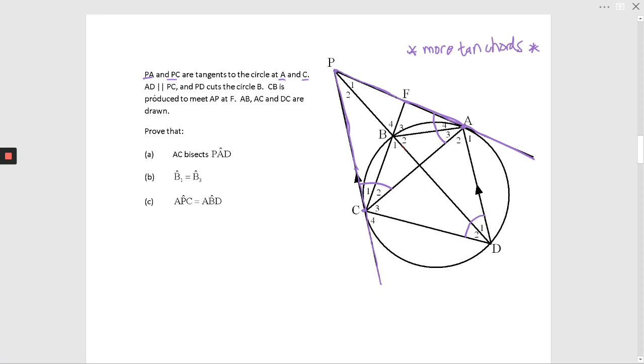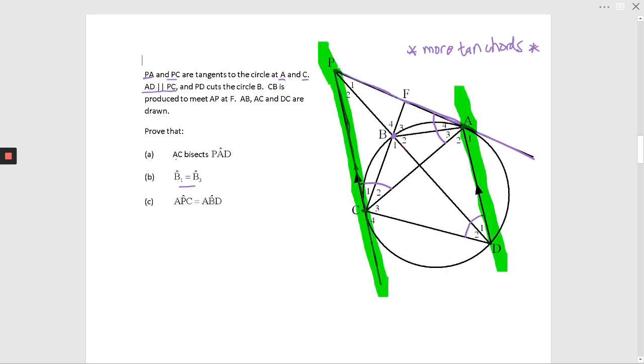The next thing I'm told is that AD is parallel to PC and PD cuts the circle at B. That's to alert me to something, and if you look a bit further down, it's this one here: B1 equals B3. I've got to do something with that and be aware of what's happening, and that's not a theorem. I'm going to have to use several different things to help me understand what's going on there. But first of all, I'm going to highlight the parallel lines.